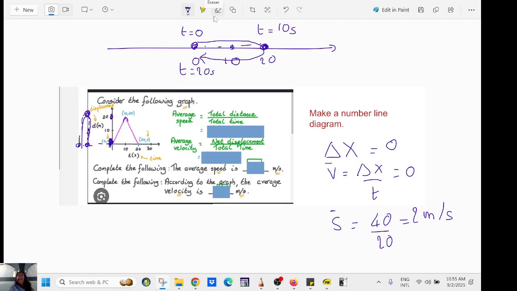You can make it as a number line. At t equals 0, you are here. At t equals 10 seconds, you are there. And then at t equals 20 seconds, you go back to the same place. So it's like a meter tape.